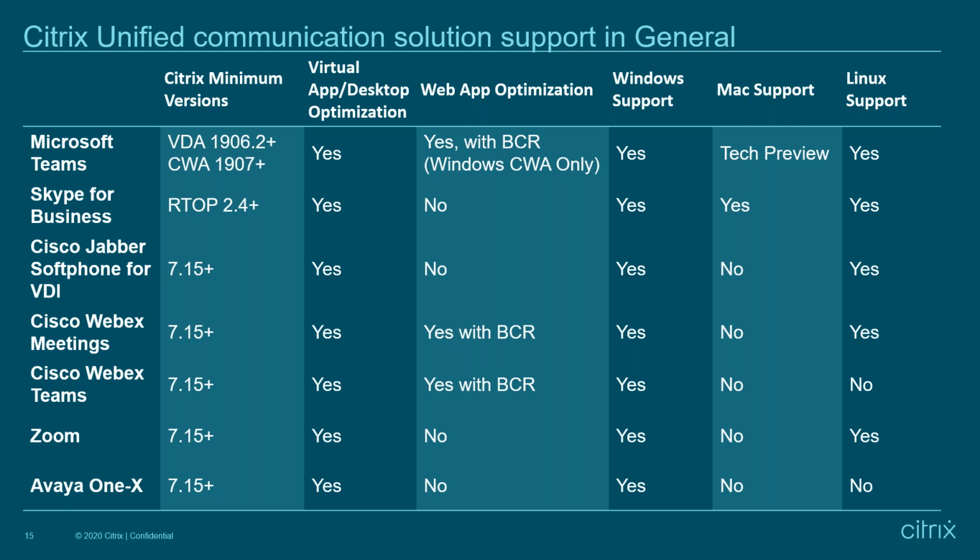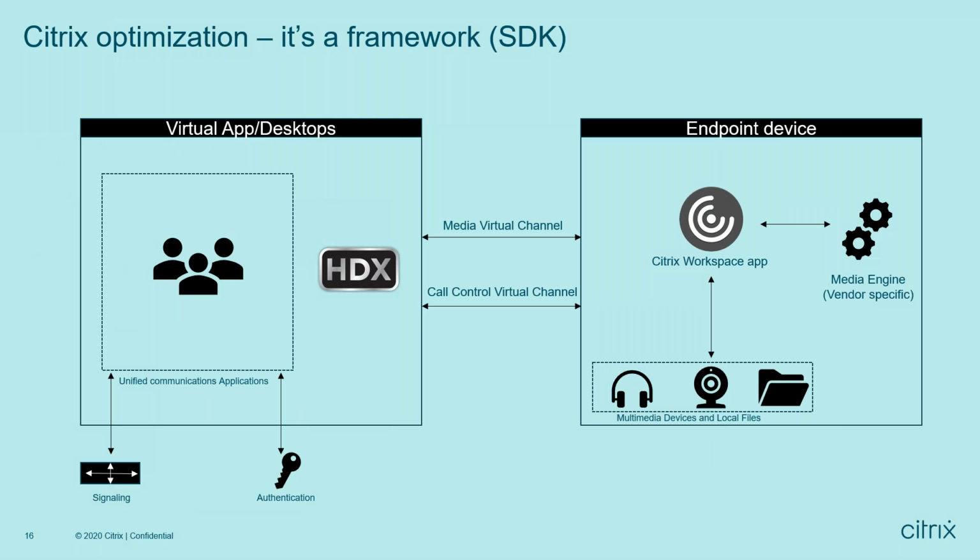So if you're wondering why there are several vendors and you haven't noticed that Citrix published something in that area, that's because it's an SDK we provide, and the vendors besides the Teams app develop this stuff on their own with our framework. So what this framework offers is that we have the VDA on one side, which does the classical stuff, signaling, authentication, and there are media virtual channels and call control virtual channels to communicate with the Workspace app.